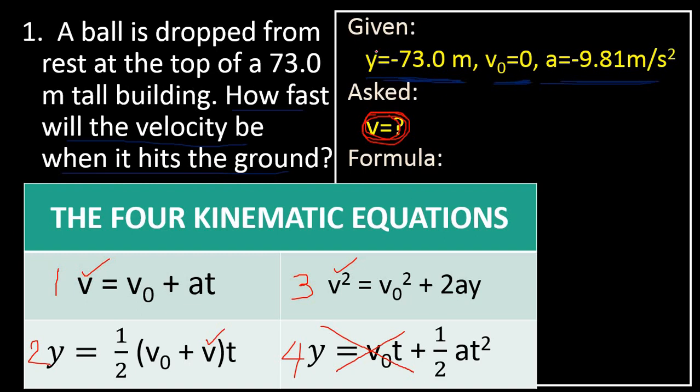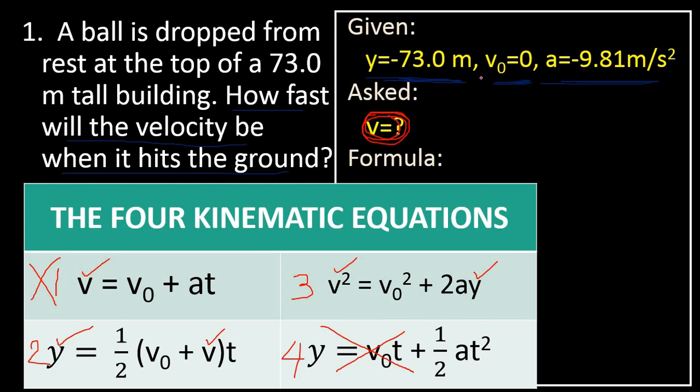Next would be go to the given. For the given, we have the y. We have the value for the y, or the displacement. Do we have y here? No, we don't have. How about for formula number 2? Yes, we have. For formula number 3, yes, we have.